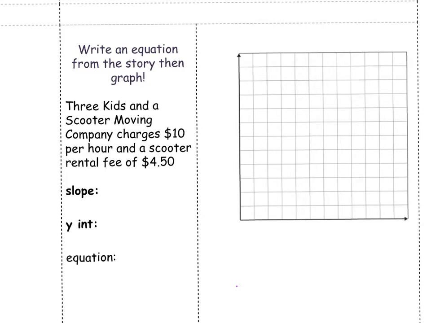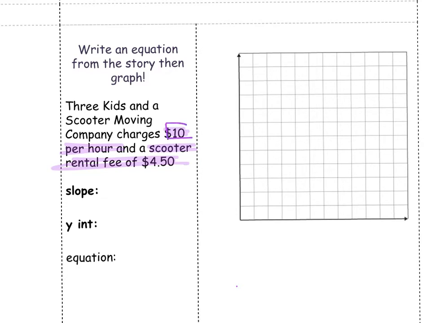Our first problem today is: a scooter moving company charges $10 per hour and a scooter rental fee of $4.50. So first we want to identify the important information in our problem. I see they charge $10 per hour, and then we also have that scooter rental fee of $4.50. When we're given information in a word problem, we still start by identifying that slope and y-intercept. We just have to figure out which is which.